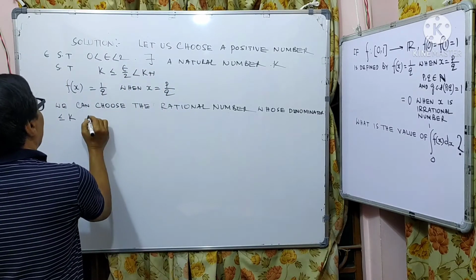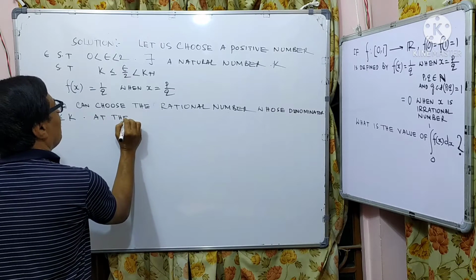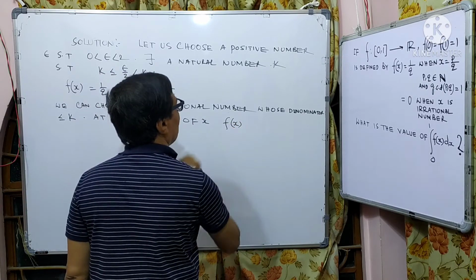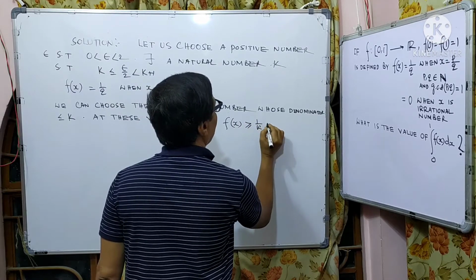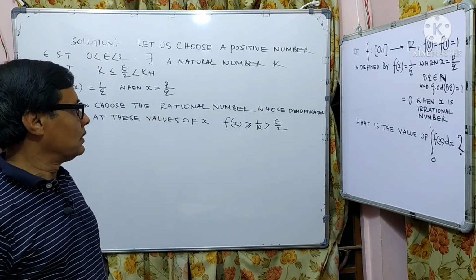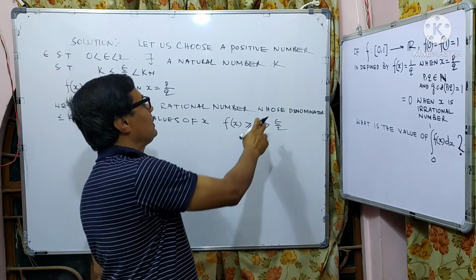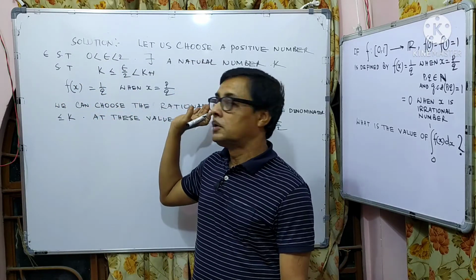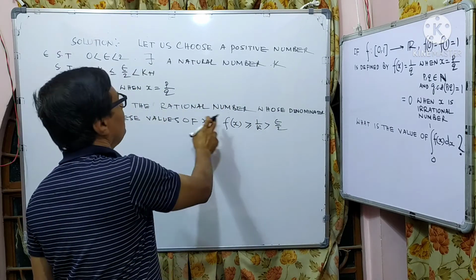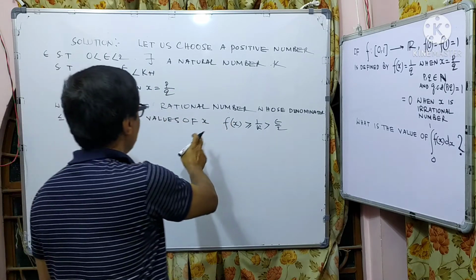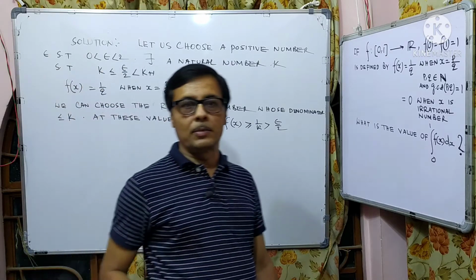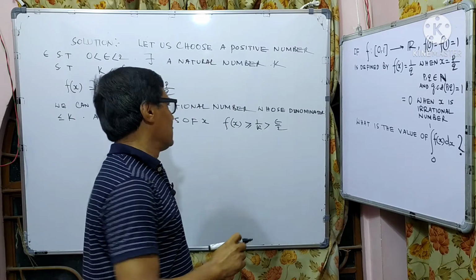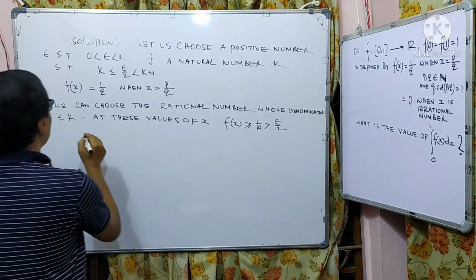So at these values of x, f(x) is greater than or equal to 1 over k, which is greater than epsilon over 2. This is because we have chosen the rational numbers in the closed interval [0, 1] whose denominator is less than or equal to k. So the value of the function is 1 over q, where q is less than or equal to the natural number k. So at these values, f(x) is greater than or equal to 1 over k, that is greater than epsilon over 2.